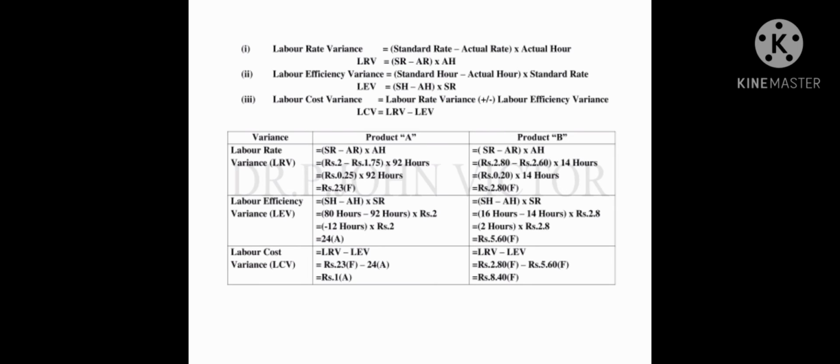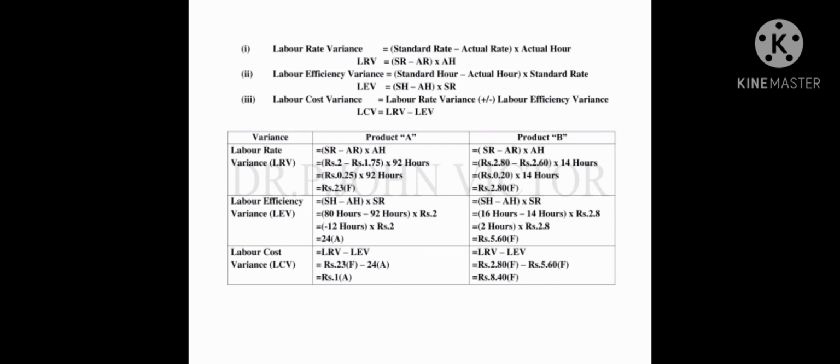That means we get a favor value. So 2 into 2.8, that is 5.60, is a favor value. Then labor cost variance for product A, the formula is labor rate variance minus labor efficiency variance. That is deducting the labor efficiency variance from the labor rate variance.